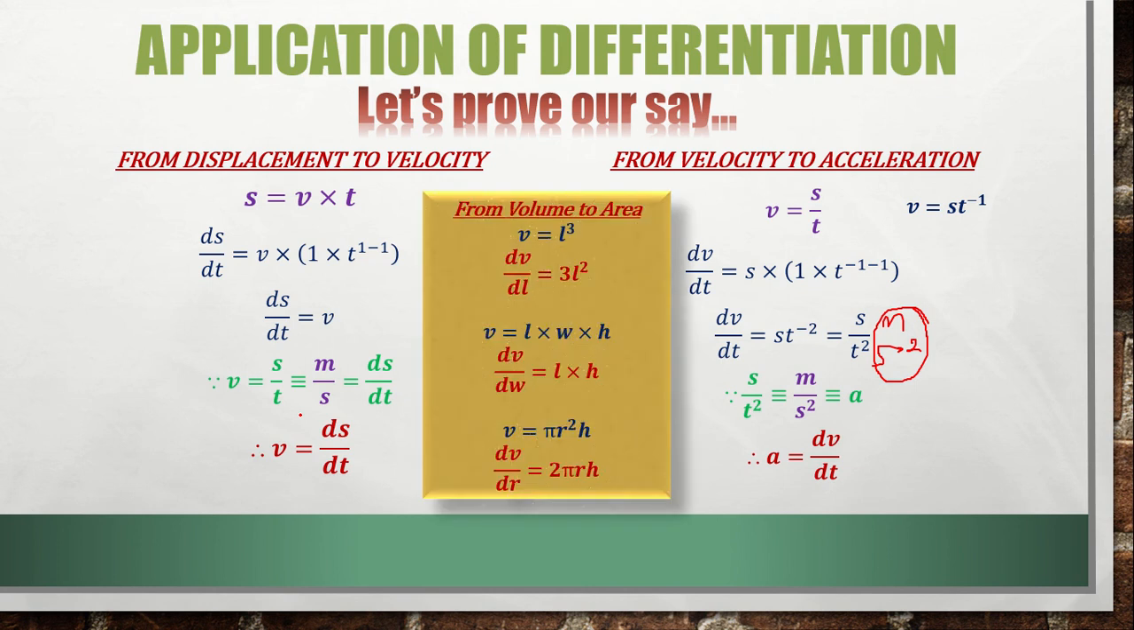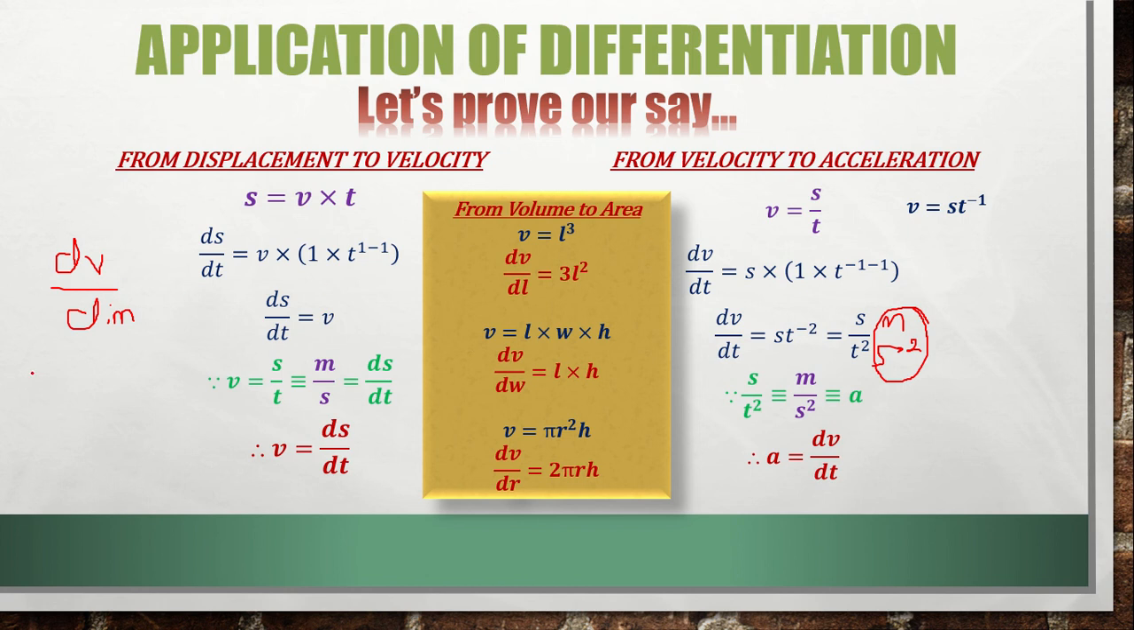So differentiation can also be applied from volume to area, whereby you can have the volume of a cube, which is L cubed. Let me begin from this far away so that you may not be confused when I start explaining things. If you differentiate volume with respect to any dimension, here we must note that it's dimension, the differentiation of volume with respect to dimension will give you area.